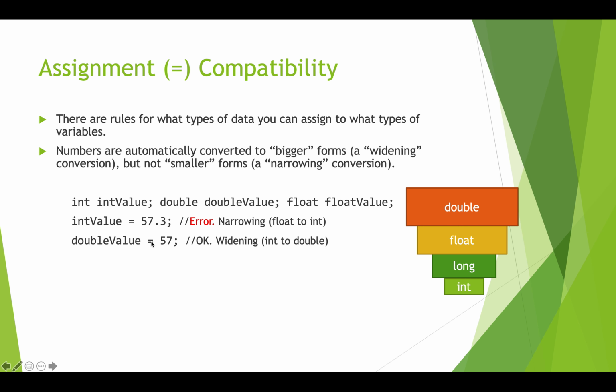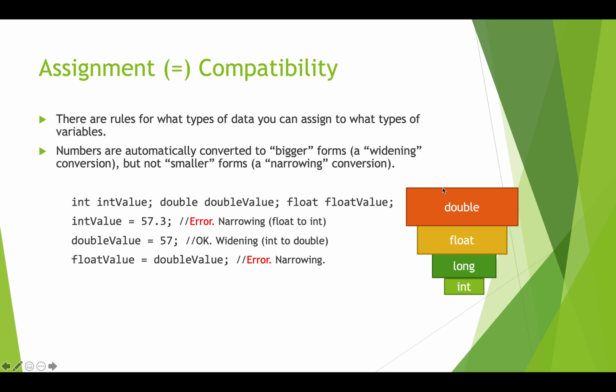If we have a double value and we assign it 57, which is an int literal, well, an int is small, so it can be converted into a double type easily and stored in a double. This is what we call a widening conversion, and that's okay. It can happen automatically. Here we have float value getting assigned double value.